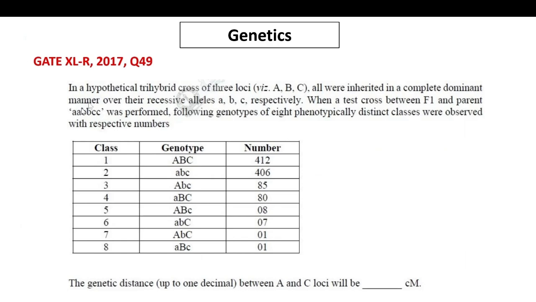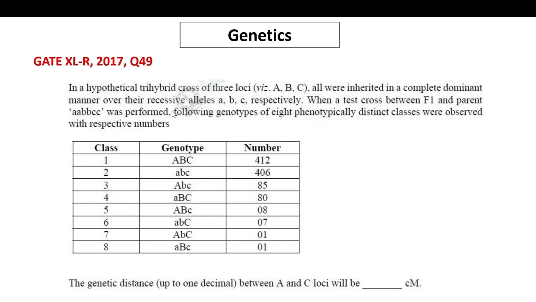The question is that in a hypothetical trihybrid cross of three loci, that is A, B, and C, all were inherited in a completely dominant manner over their recessive alleles a, b, and c respectively. When a test cross between F1 and parent AA, small bb, and small cc was performed, the following genotypes of 8 phenotypically distinct classes were observed with respective numbers.